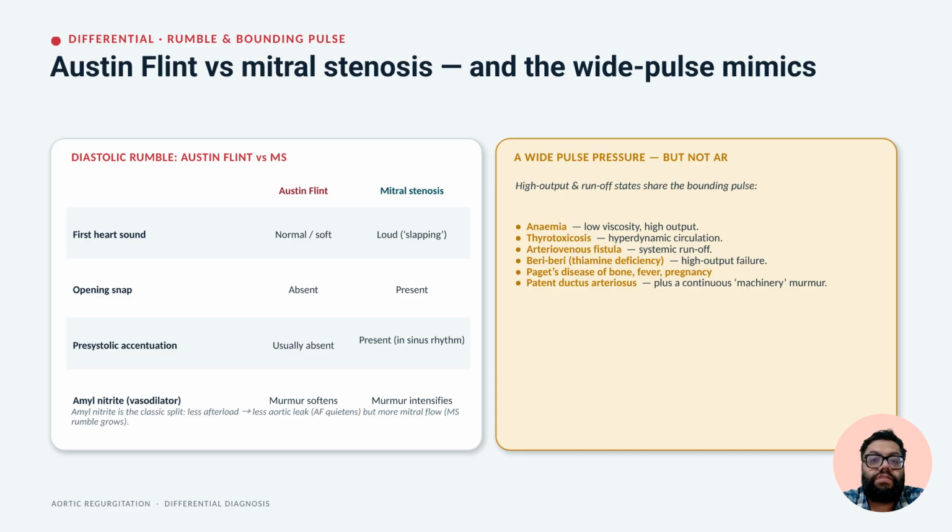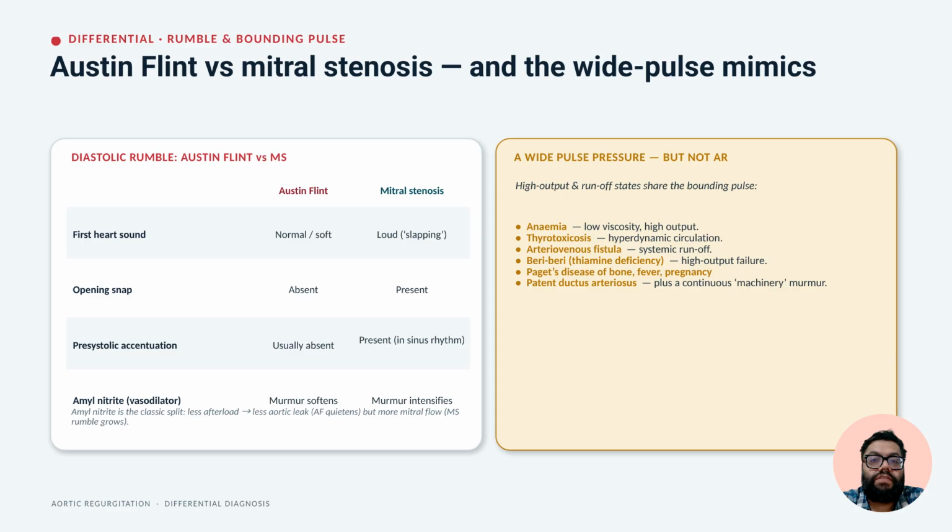On the left, an Austin Flint murmur can be mistaken for genuine mitral stenosis because both rumble in diastole. The discriminators are clean. True mitral stenosis gives a loud slapping first heart sound and an opening snap, neither of which the Austin Flint murmur produces. The most elegant bedside test is amyl nitrite, a vasodilator that drops afterload. It reduces the aortic regurgitant volume so an Austin Flint murmur gets quieter, but it increases flow across the mitral valve so a true stenotic rumble gets louder.